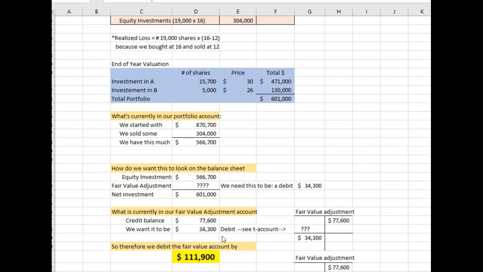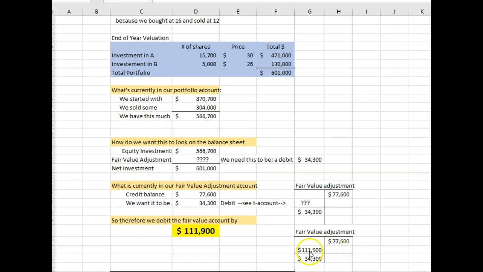I drew a T account here on the side, and I show that at the end of the first year, we had a 77,600 credit. What we want at the end of the second year is a 34,300 debit. And so we're solving for that. Very much like that allowance for uncollectible accounts. You've done that when you had to find bad debt expense. Okay, so in order for us to get to this amount, what we're going to have to do is basically add these two amounts. The amount of the debit needs to be 111,900. So therefore, that's what we're going to need in the adjusting journal entry.